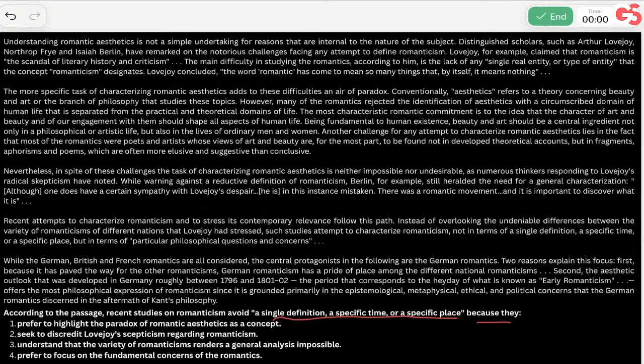According to the passage, recent studies in romanticism avoid a single definition, specific time. Why?